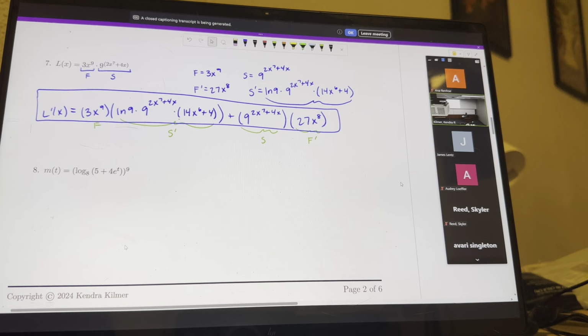All right, so one more before we look at some applications. Or no, a couple more before we get to applications. All right, so m of t equals log base 8 of 5 plus 4e to the t, all raised to the 9th power.